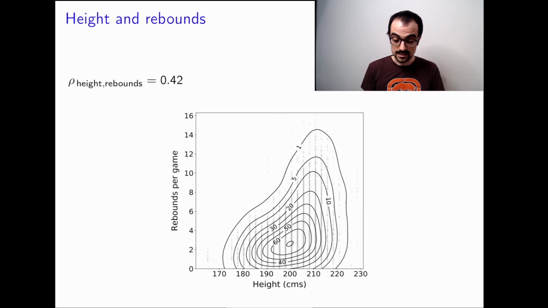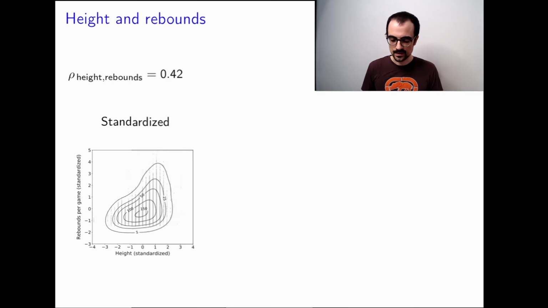So it turns out that the correlation coefficient that we compute directly from the data is 0.42, which indicates that there is this linear dependence, and that it's proportional. Basically, the taller players are, the more rebounds they get. Okay, so this is the standardized.